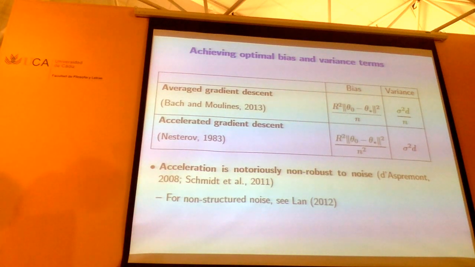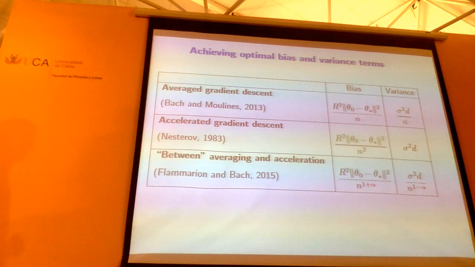If you want to be optimal for the variance term, you have to do averaged gradient descent. If you want to be optimal for the rate at which you forget initial conditions, you have to use acceleration. What we tried first with my student Nicolas Flammarion was to go in between, having a mix of the two. When alpha is 1, you get acceleration, and when alpha is 0, you get back averaged gradient descent. In between, you have a trade-off between those two.